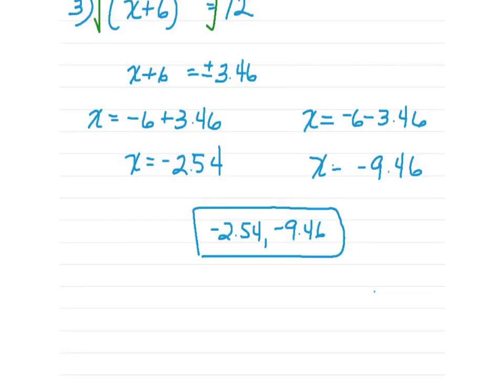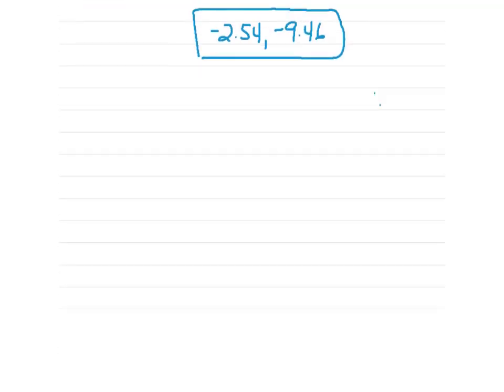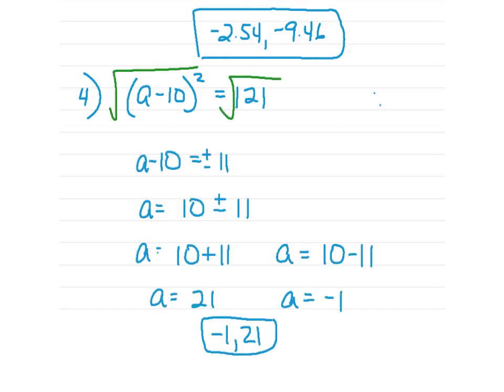Number 4, I want you to try on your own. Number 4. I have a minus 10 squared is equal to 121. Go ahead and work that out. Hit pause and then check back for your answer. Okay, your solutions are negative 1 and positive 21.